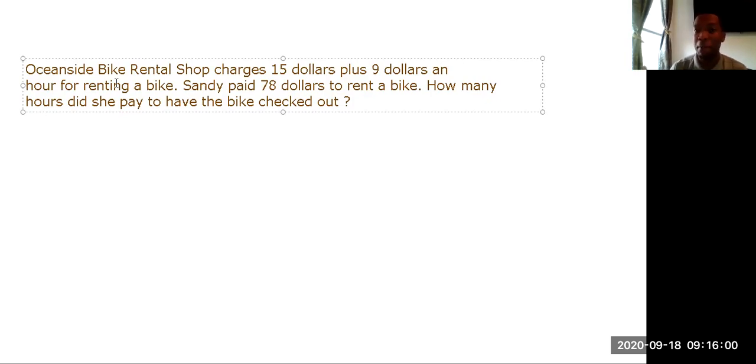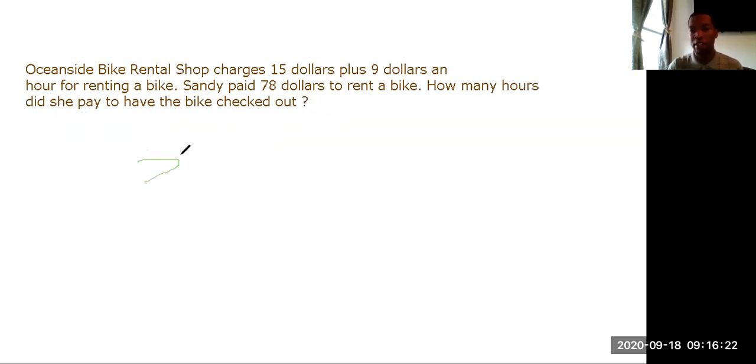That's what this is saying, $15 plus $9 an hour for renting a bike. All right, Sandy paid $78 to rent a bike. So after they charged her the $9 an hour and then they added the $15 to it, her total came out to $78. How many hours did she pay to have the bike checked out? So already we know whenever we're trying to figure out what the variable is gonna be, let's write our x. I like using x. Go ahead, use your y, use your z, use your m. It doesn't matter. It's a variable.